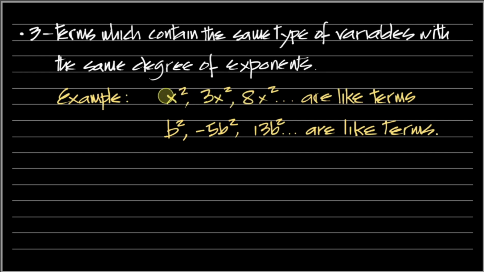So, the coefficients you can add, this is 1x squared, 3x squared, and 8x squared. You can add the 1, 3, and 8 and still get a single term value. Similarly, b squared is a variable raised to the power of 2, negative 5b squared, and 13b squared. They still have b squared in common. So they are all like terms.